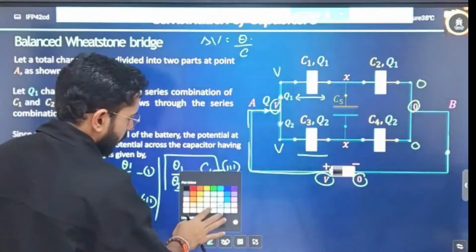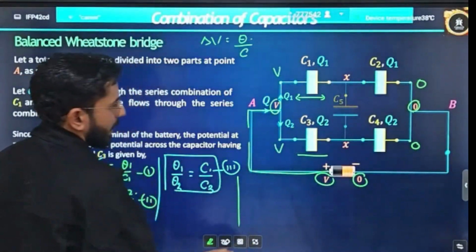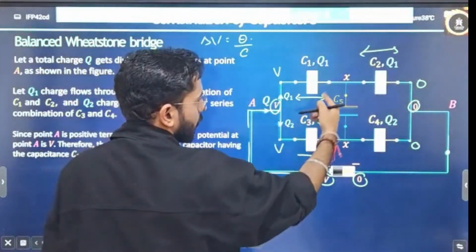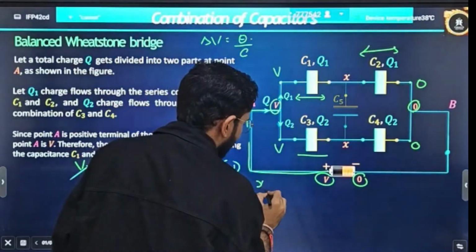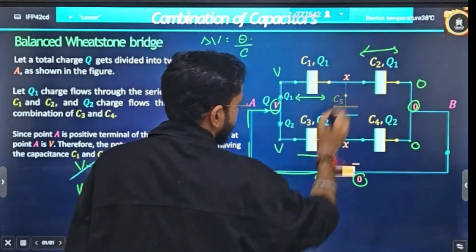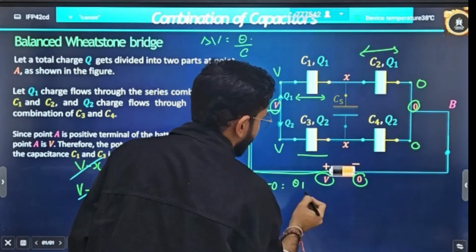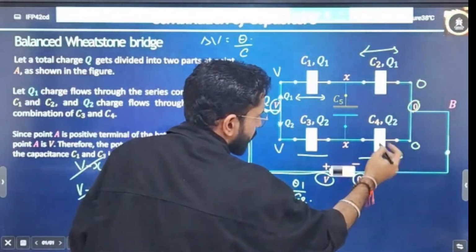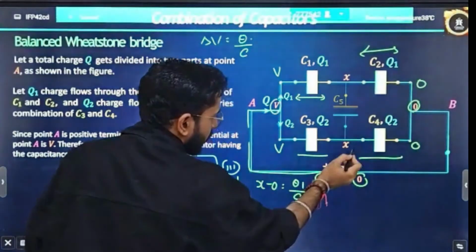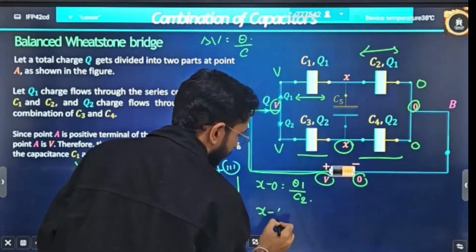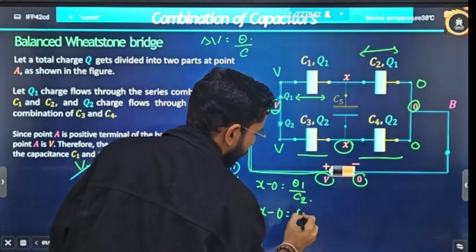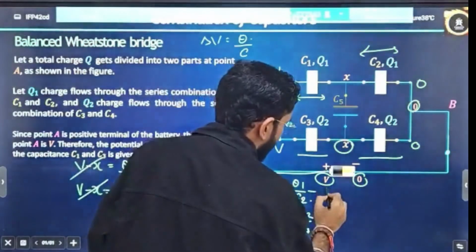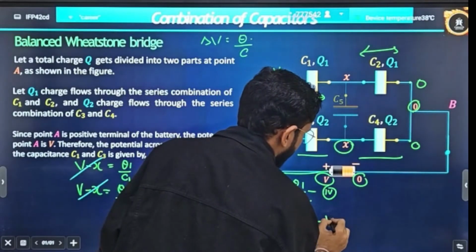Now again come to the other capacitors also. Write the potential difference across this capacitor 2. How do you write the potential difference across this capacitor 2? You will write X minus 0 is equal to, what is the net charge present on this capacitor? It is Q1 divided by the capacitance, which is C2. Again write the potential difference across this capacitor 4. How do you write it? This potential is X, this potential is 0, that means X minus 0 is equal to, what is the charge present? Q2, what is the capacitance there? C4. This is, let's suppose, equation 4, this is, let's suppose, equation 5.